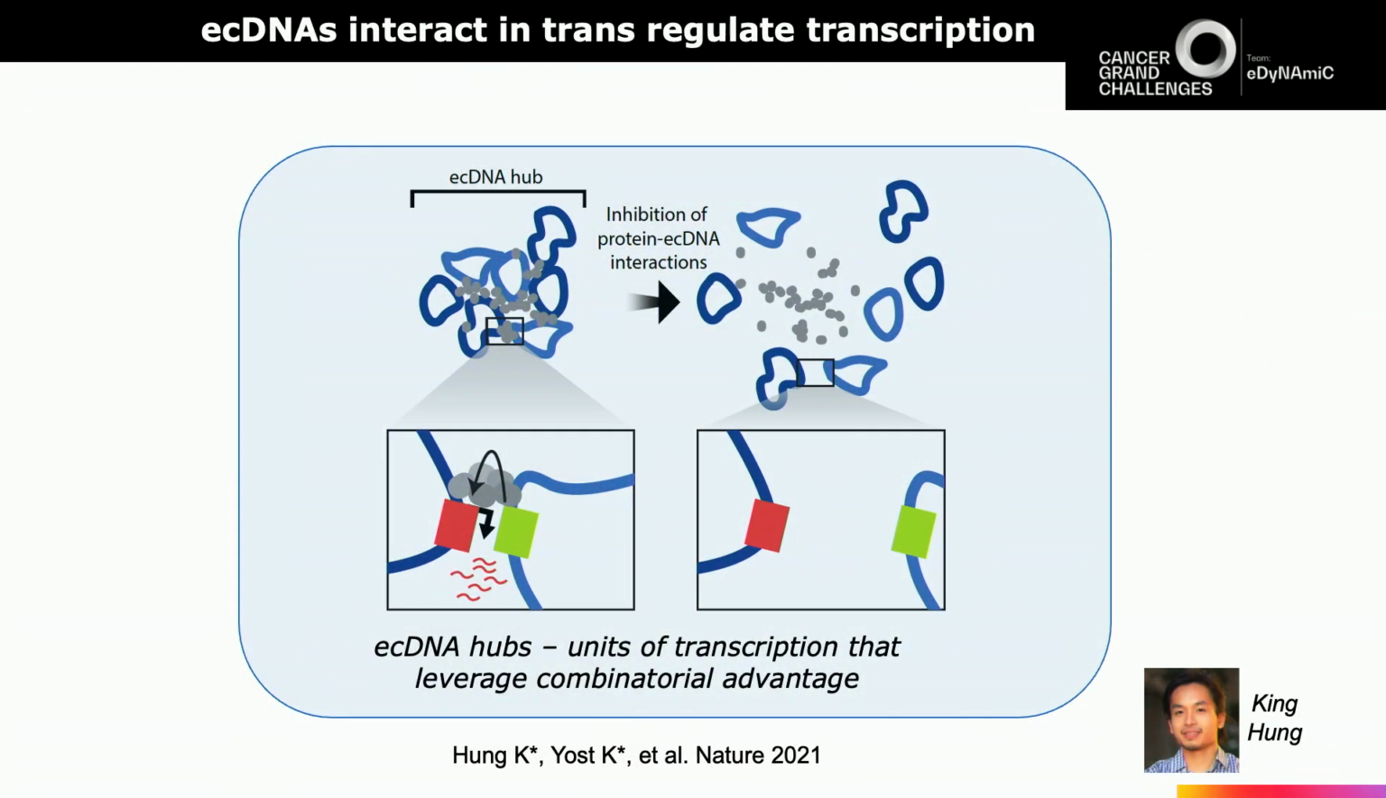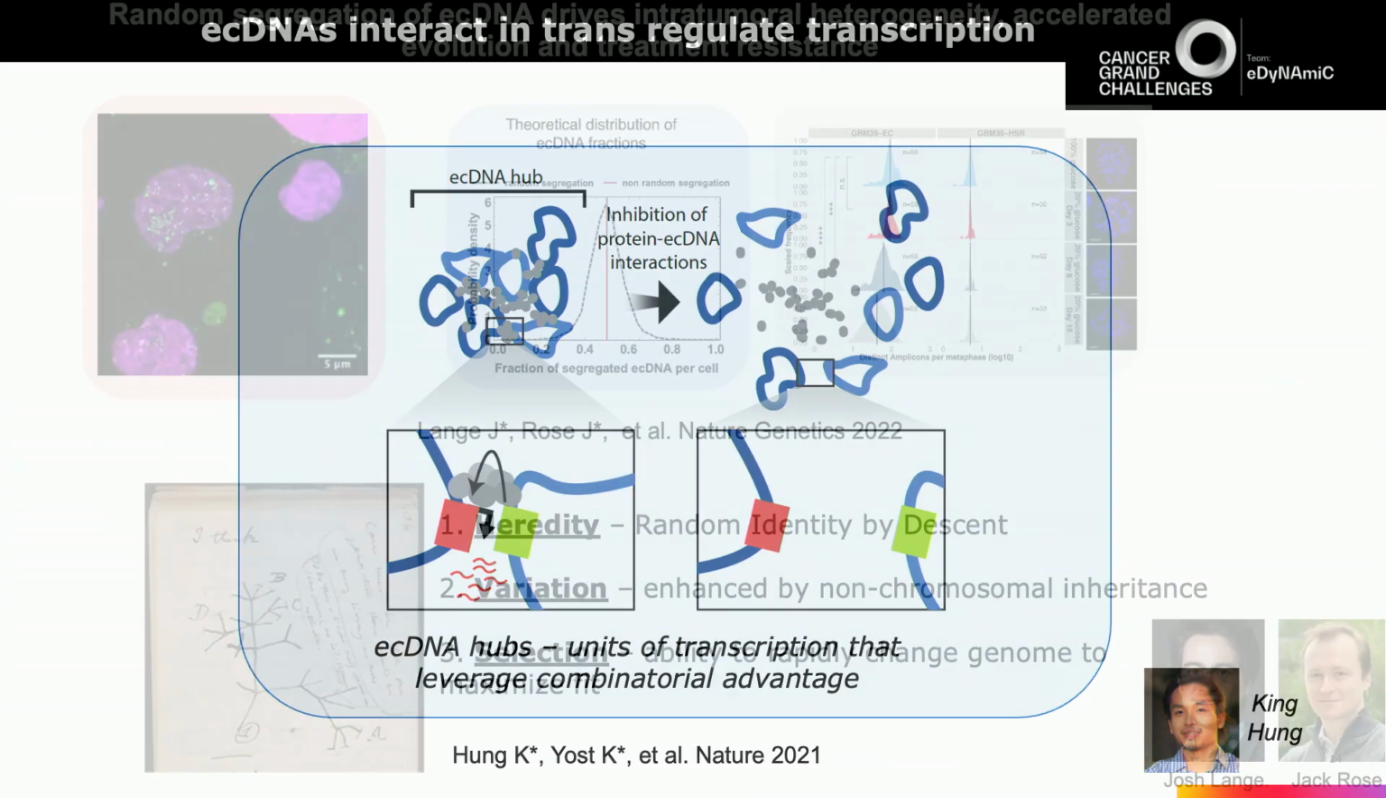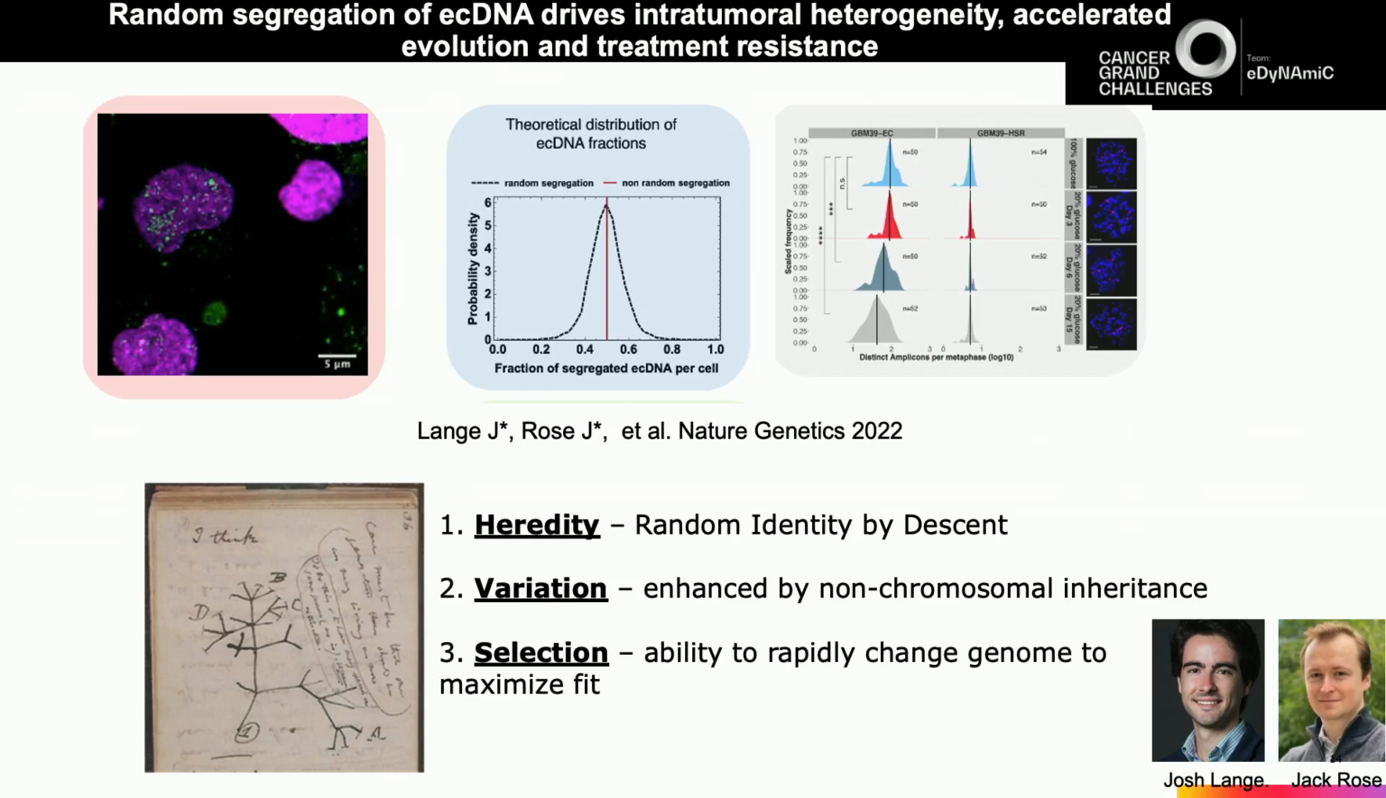And I want to tell you about some of the things that we found. One of the first things we found, this is the work that was led by King Hung, a graduate student in Howard's lab. We were able to show that these ecDNA particles don't work alone. They interact with each other in trans. They form these hubs. An enhancer on one can talk to a promoter on the other, bridging the transcriptional machinery to become transcriptional factories.